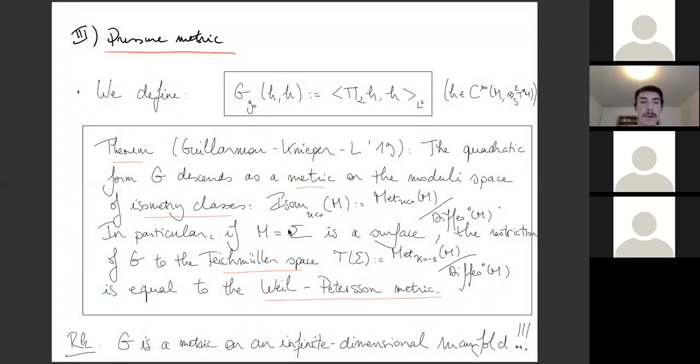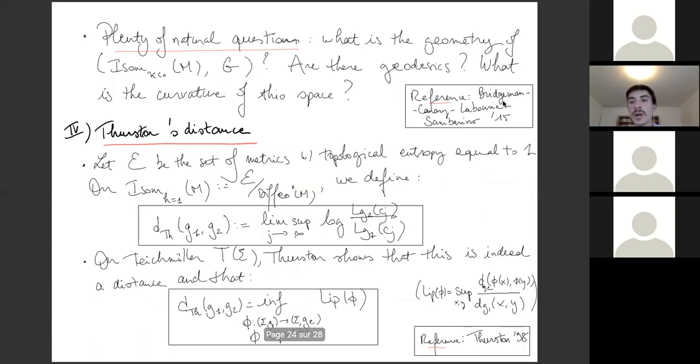And here, we don't really do much, because the link is actually based on a paper by Bridgeman, Canary, Labourie, Sambarino, where they link this notion of pressure metrics with what's called intersection numbers, and intersection numbers are highly connected to geodesic stretch. So the fact that in the end we get the Weil-Petersson metric is a natural consequence of our formalism and their formalism.